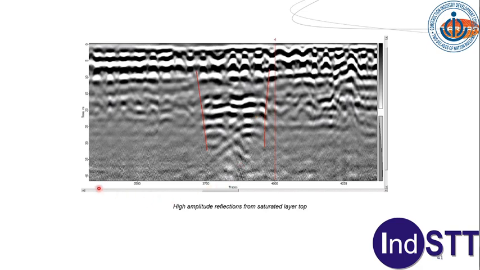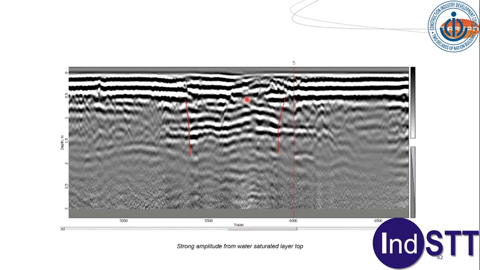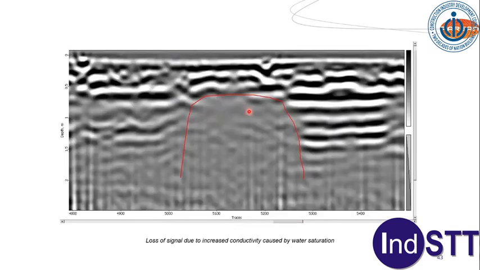You can see this is the traces or distance. So we know at what particular point the leakage from the pipe has taken place because it is creating a saturated layer top there. Different kind of soils will have different kind of signatures. So again, this is a strong amplitude from water saturated layer top here. In this area, on the other hand, it is loss of signal due to increased conductivity caused by water saturation.